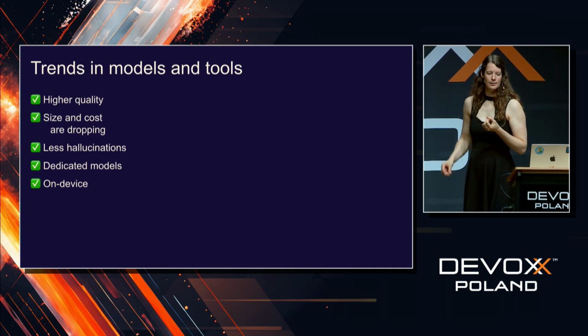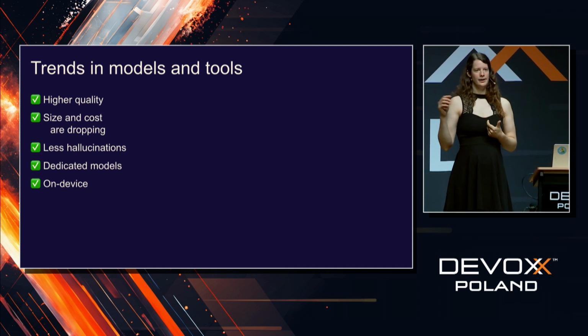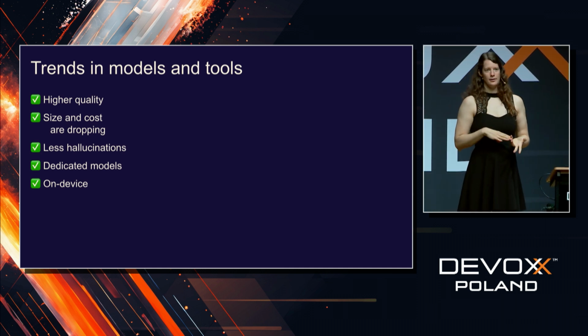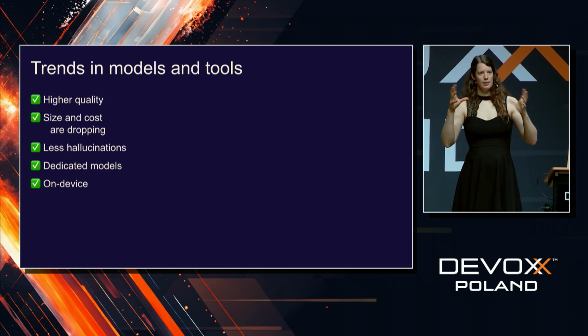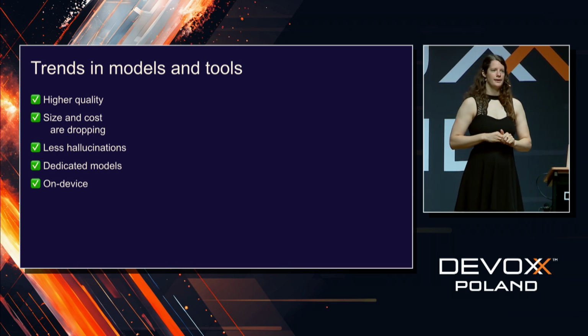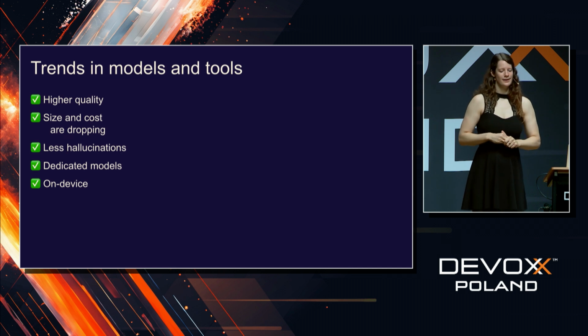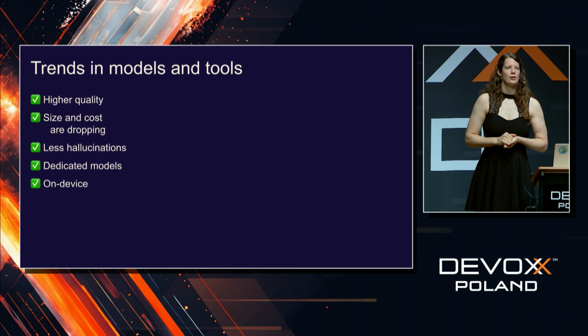What we see is that the models get better quality while their size and the cost to use them is dropping. They're hallucinating less, and people are putting all kinds of checks in place to make it more deterministic and more correct. We see also very small dedicated models coming up.